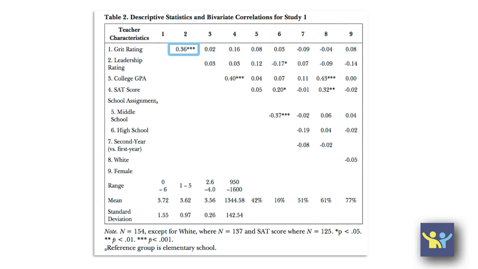Now remember our rule of 0.1, 0.3, and 0.5. This means that there's a moderate positive relationship between grit and leadership, such that grittier teachers also had higher leadership scores.